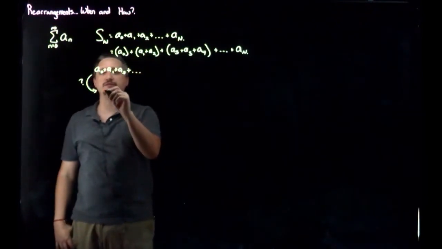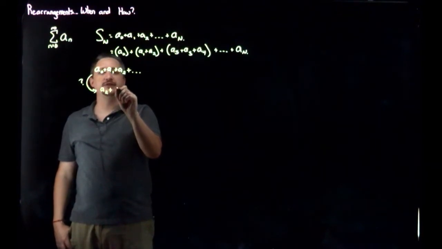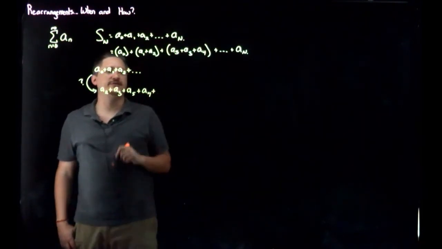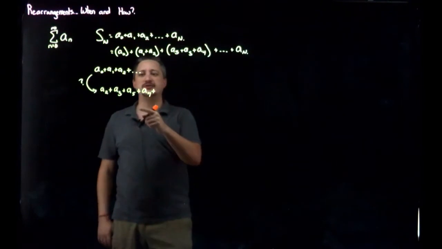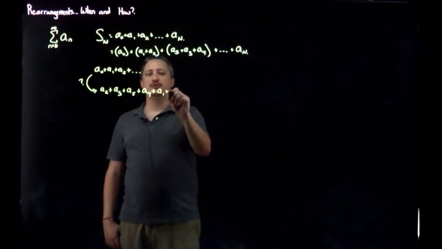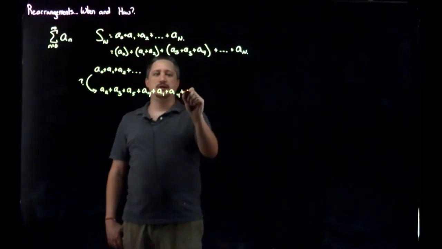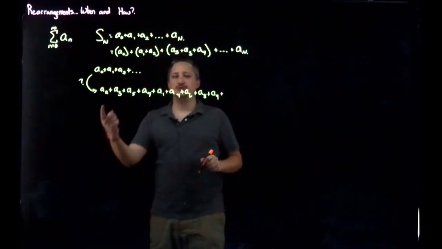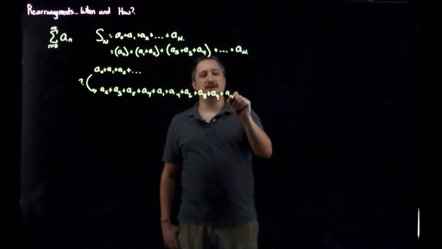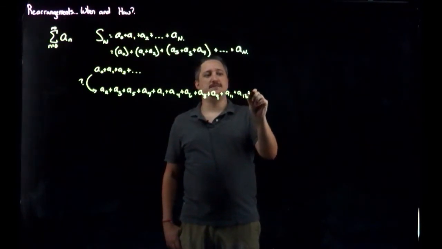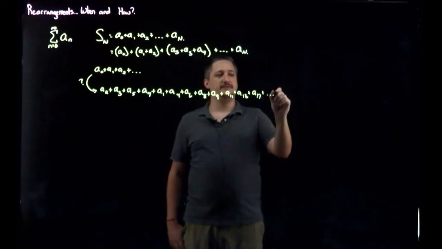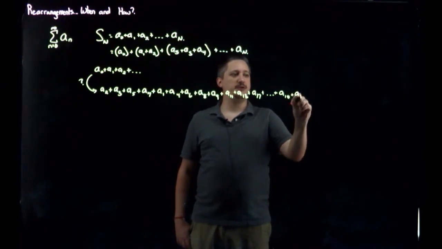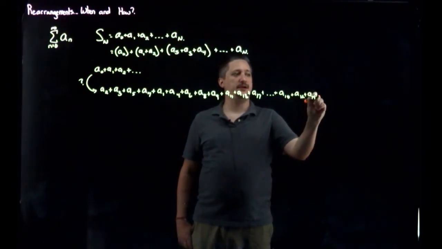So maybe I put it in the order of, let's say, a2 plus a3 plus a5 plus a7 plus, so I do all the one-digit primes, and then the rest of the one digits in order: a1, a4, a6, a8, a9. And then maybe I do all the two-digit primes, a11, a13, a17, etc. And then all of the two-digit non-primes, so a10, a12, a14, etc.